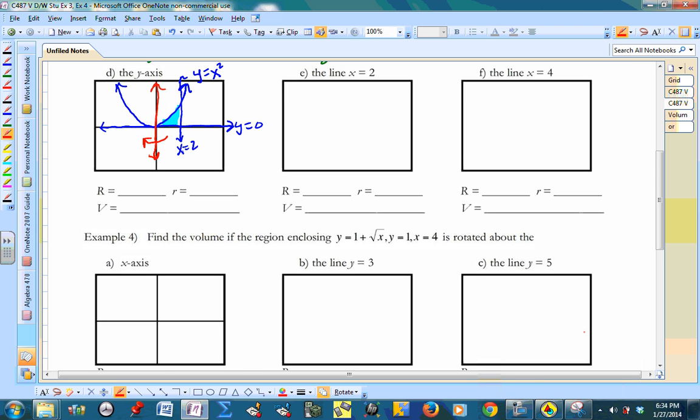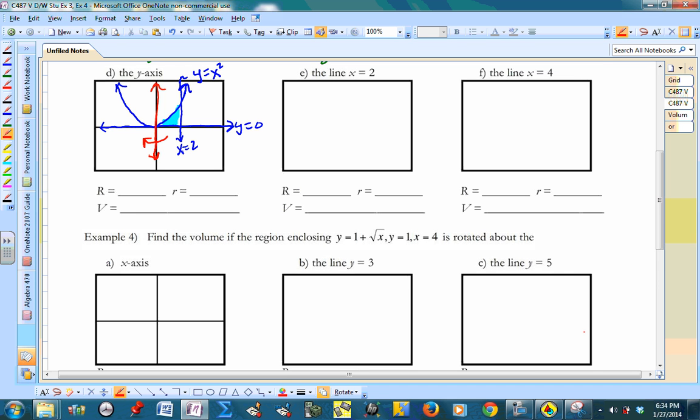We're still looking at example 3. Now we're looking at part D. Part D, part E, and part F all deal with vertical axes of revolution, so the setup's going to be a little bit different. We've got our diagram drawn. If you haven't drawn your diagram yet, please pause the video now, draw the picture, and then play when you're ready.